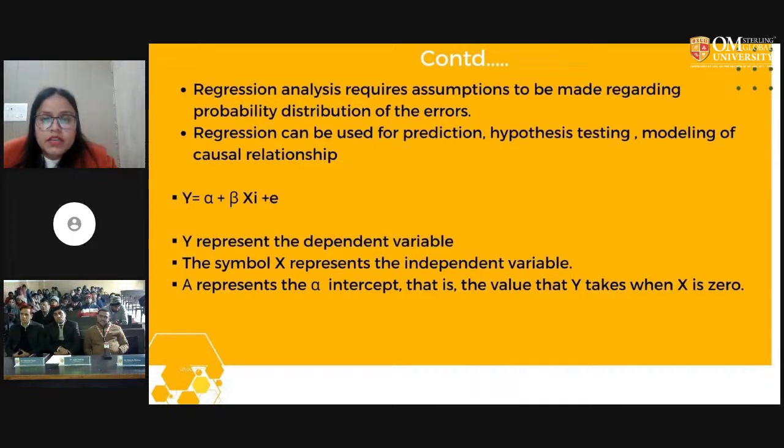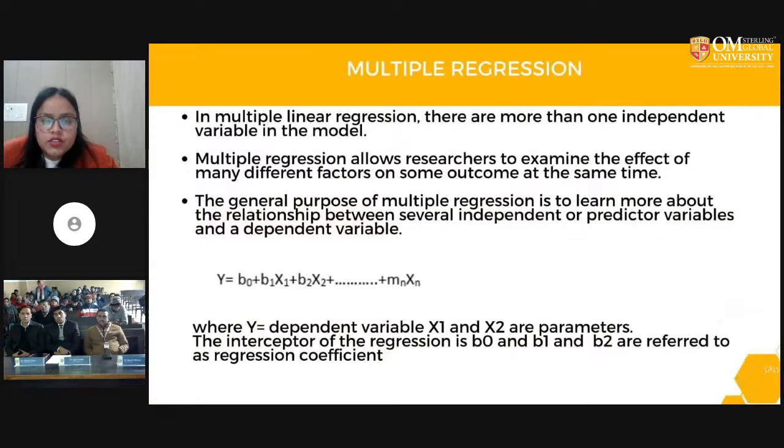Basically, regression analysis will be used for studying impact, prediction, and hypothesis testing. In that case, you can use the multiple regression concept. In multiple regression, there is more than one independent variable in the model. Linear regression is when we have only one independent variable and one dependent variable. Multiple regression is when there is more than one independent variable. In multiple regression, the researcher wants to examine the effect of many factors on a particular outcome or dependent variable at the same time.